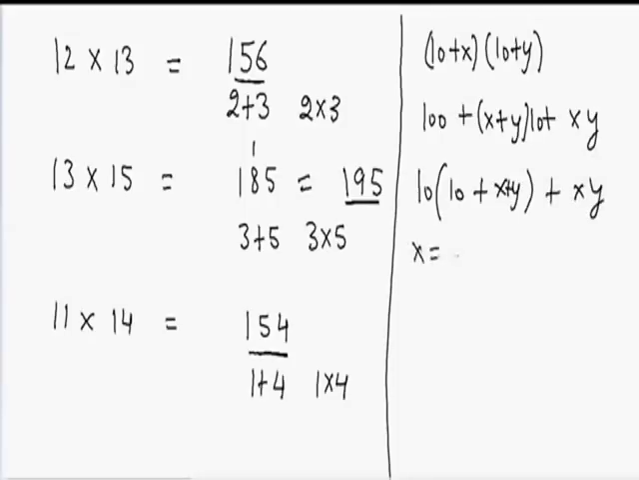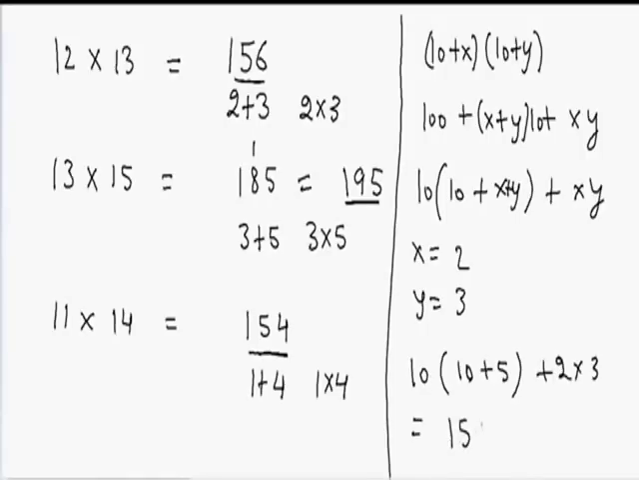So if x is equal to 2 and y is equal to 3, you can see it will be equal to 10 into 0 plus 5, plus 2 into 3. So that will give me 15 and then 6, so it will go to the 10th place. That's how this trick works. However, sometimes it's very handy when we are doing faster calculation. So I'll see you in the next trick.